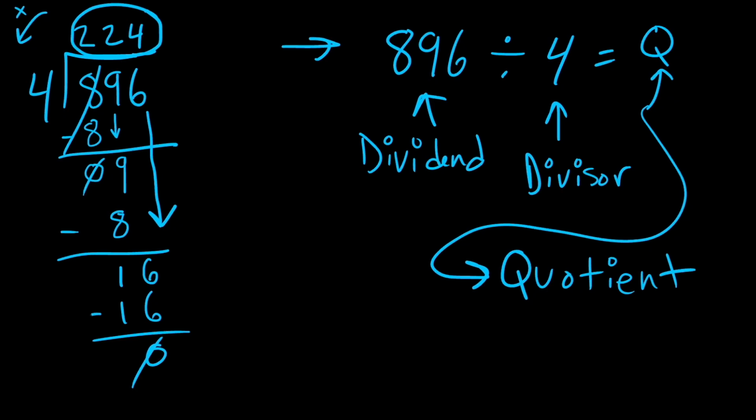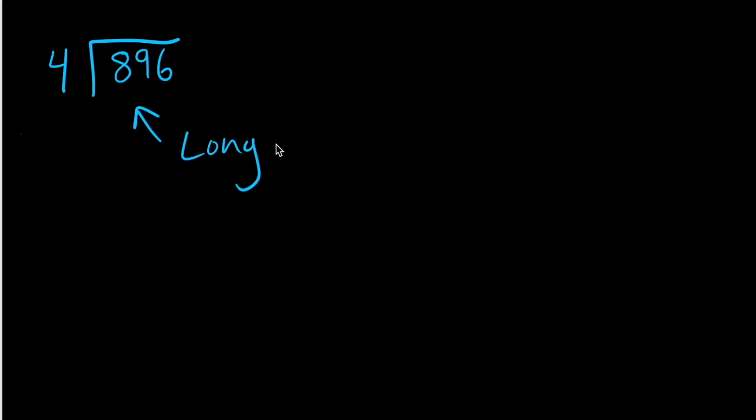Now, let me talk about the 4 basic ways to represent division, and I showed you 2 of them. You have the division symbol, then you have the long division symbol, which looks like an L. Let me go ahead and erase all this. So you have your L-looking symbol. We had 896 divided by 4. There we go. So this will be your long division.